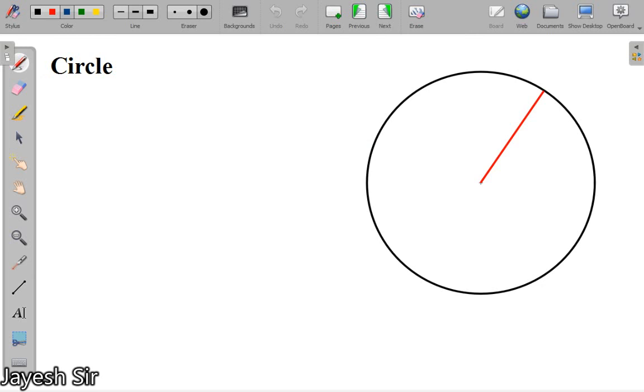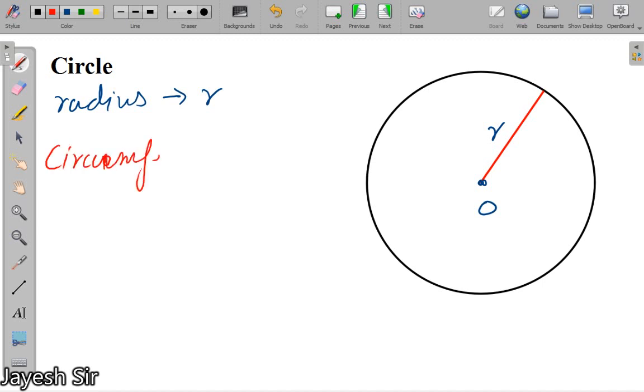Next is the circle. For a circle you have center O and radius r. As we talked earlier, a circle is a curved shape. So for a curved shape, instead of perimeter we write circumference. So the circumference of a circle is 2 pi r.